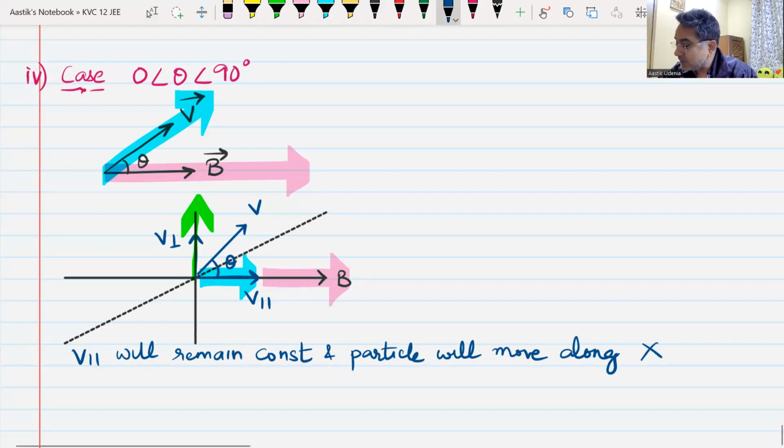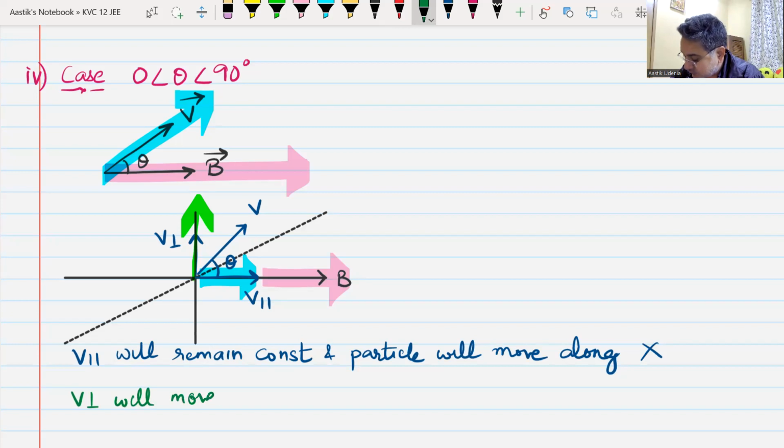What will happen because of this v perpendicular component? This is perpendicular to the magnetic field. Do we understand this? Because of this perpendicular component, the particle will move in a circle.